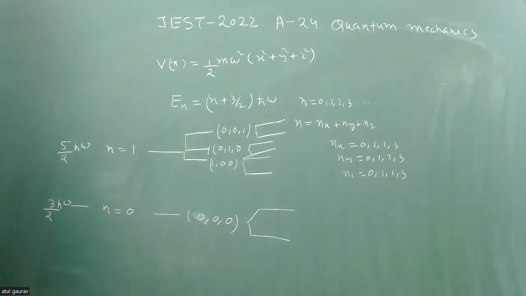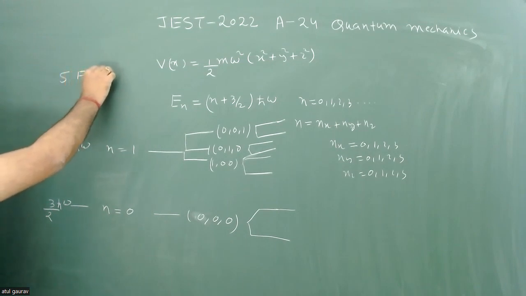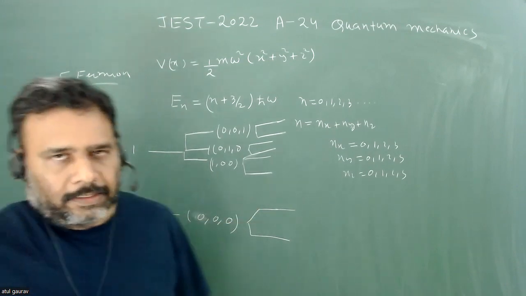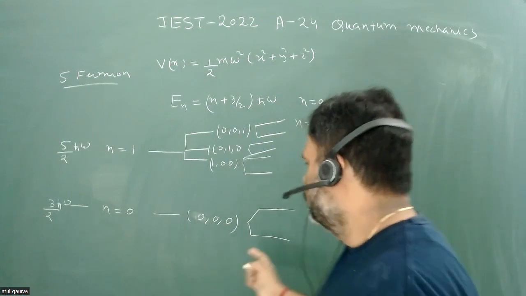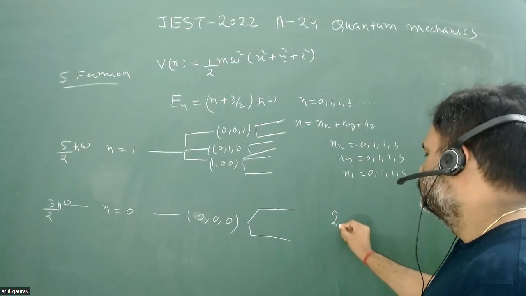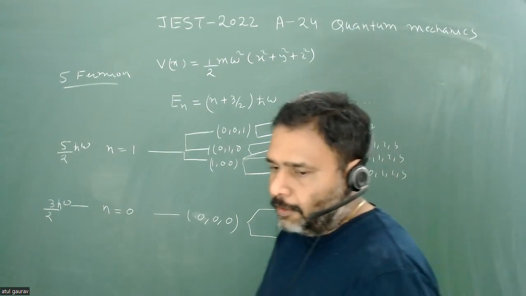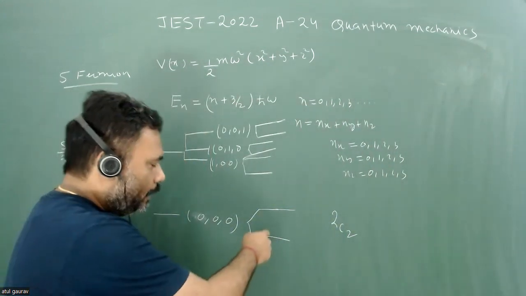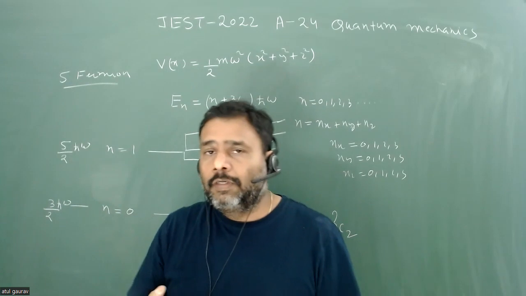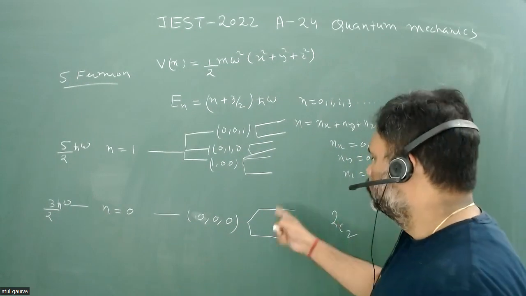Now, if we have 5 fermions of spin half, the first 2 fermions will be accommodated in this particular level, and the rest go into the higher level. If 2 fermions go into this level, the number of ways is 2C2, so only one way that 2 fermions can be accommodated. Because in every state only one fermion is possible, and these fermions are indistinguishable. You cannot say this is my first fermion and this is my second fermion. So that is why we have 2C2.